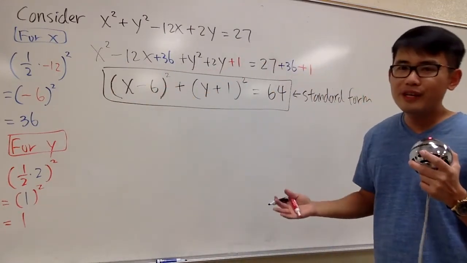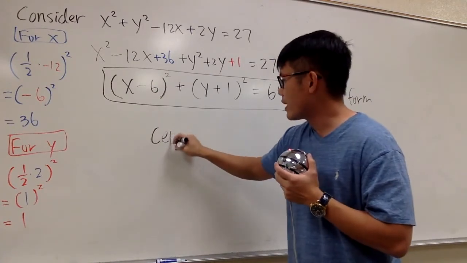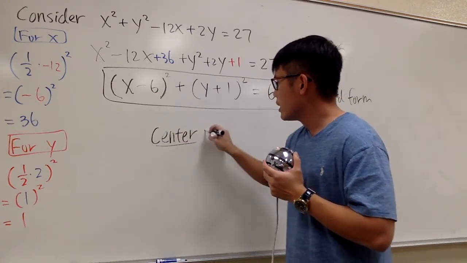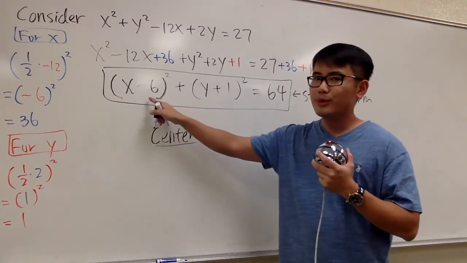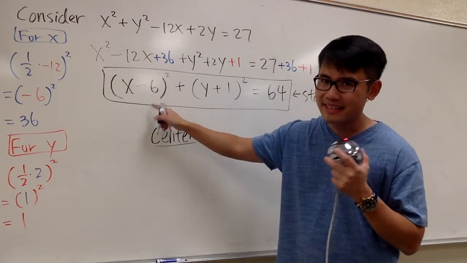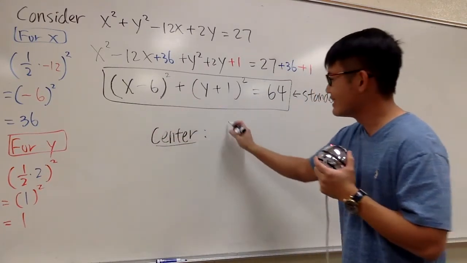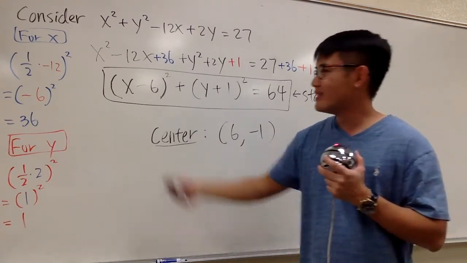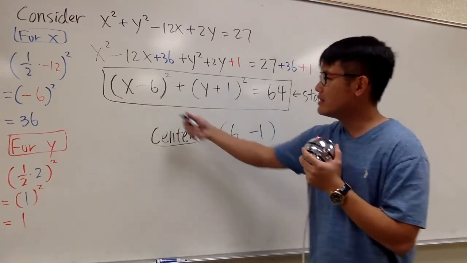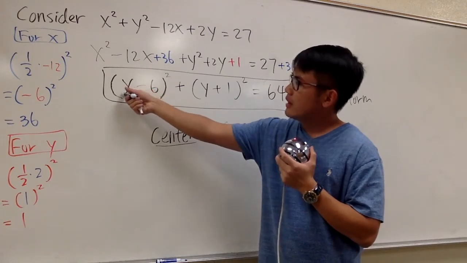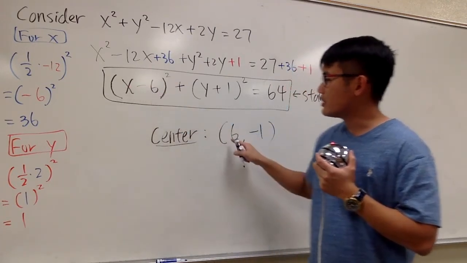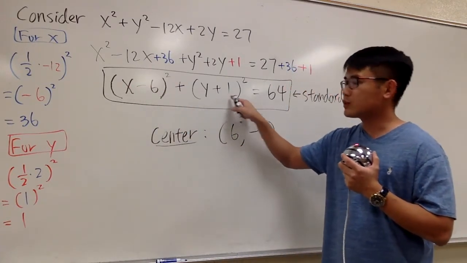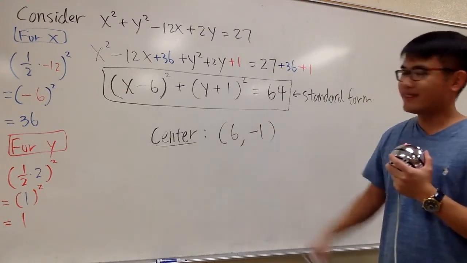And can we figure out the center? Let's figure this out right here. The center is going to be what? Positive 6 and -1. Positive 6, -1. Remember, it's the opposite. What you see inside the parentheses, it's the opposite. It's x minus 6 right here, but it's actually just a 6. And then this is y plus 1, but it's actually -1.